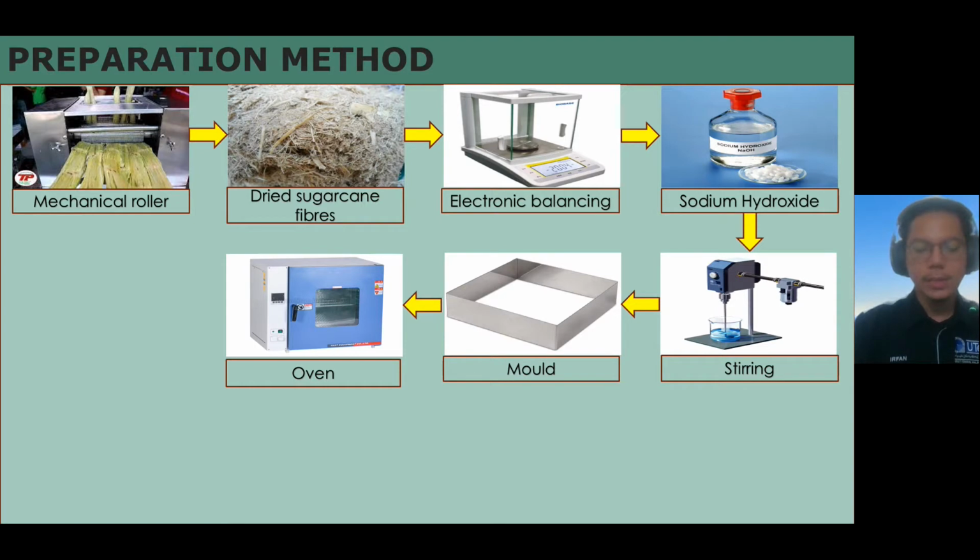The polyester resin will be mixed with the hardener at a 100 to 1 ratio. And then we pour the combination of sugarcane fiber and polyester resin into the mold with the desired shape. And the last one we can see is the oven. Okay, the last part is we put the sugarcane fiber with polyester aluminum inside the oven to dry it at 105 Celsius for 48 hours.